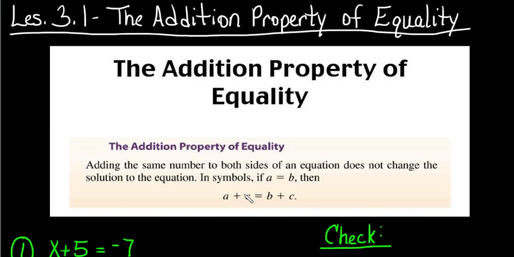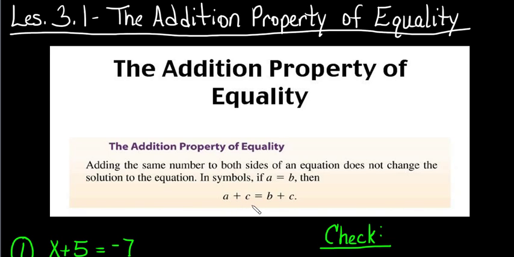So the first thing we're going to do today is the addition property of equality. And all it says is that adding the same number to both sides of an equation does not change the solution to the equation. The fancy way to say that is in symbols. If A equals B, so we know these two are the same, then you can add the same thing to both sides and it's not going to change the equation at all. It's going to keep it balanced, keep it equal, keep it fair.